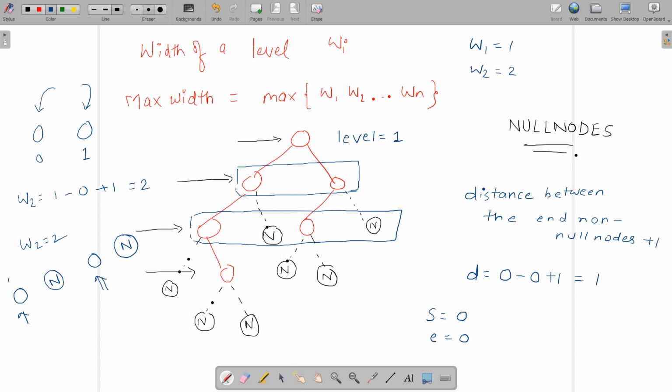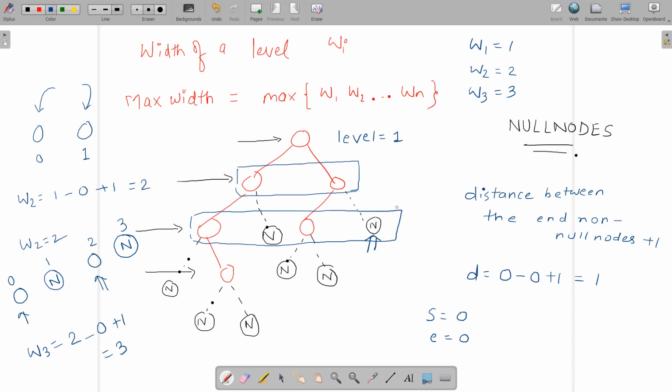So the positions are 0, 1, 2, 3. So W3 would be the end non-null node, which is 2, minus the start non-null node, 0, plus 1, which is actually 3. So W3 would be 3. Note that you need not consider this null node, because this is not the last non-null node.